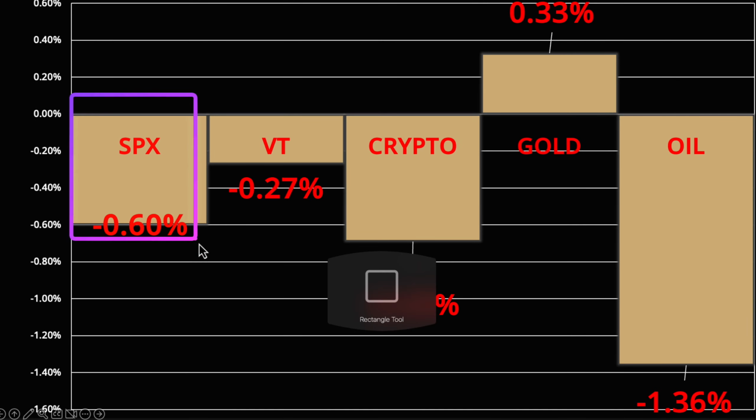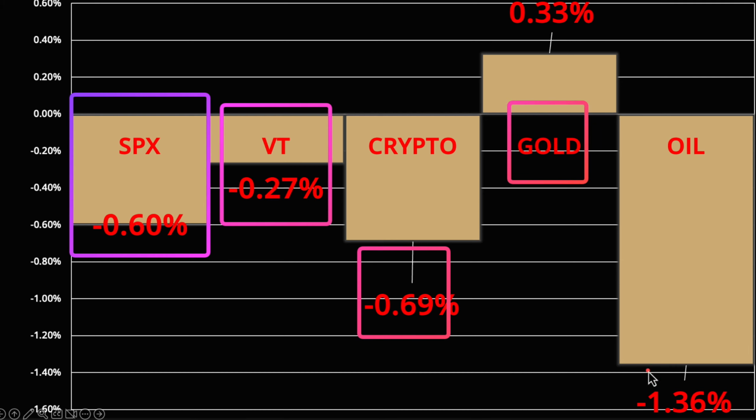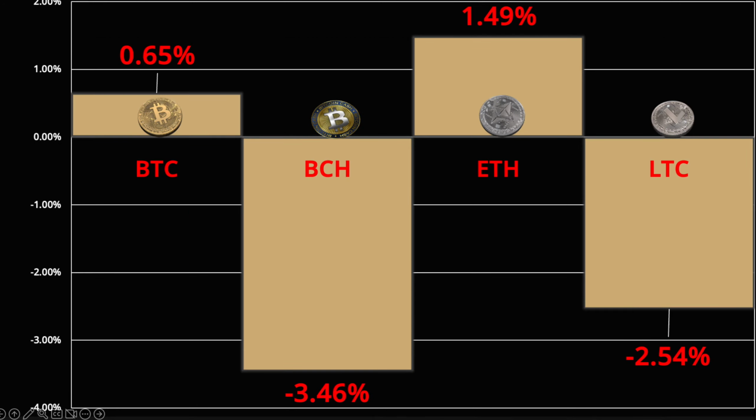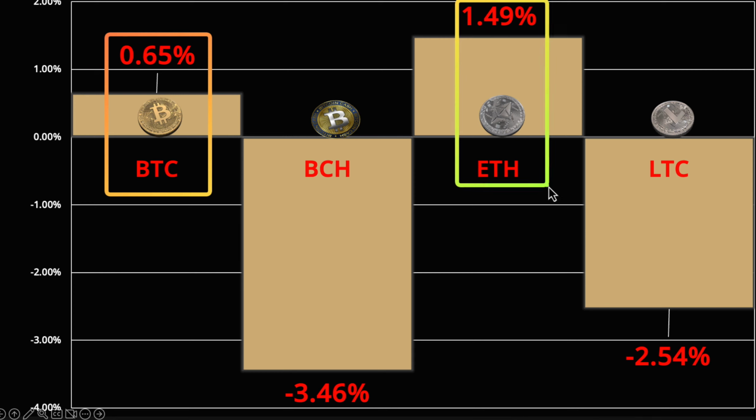Similar kind of thing in the overall markets. You can see S&P was down 0.6%. The VT, World Stock Index, down 0.27. Cryptos were down, gold was up, and oil was down. So a bit of a mixed sort of price action across the board. Same thing in the crypto markets. You can see Bitcoin was slightly higher, but Ethereum was strong. But then look at Bitcoin Cash and Litecoin, they were really weak. So price action definitely was all over the place in the crypto market.